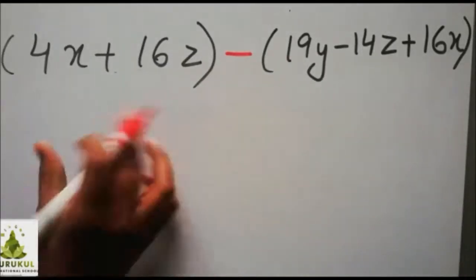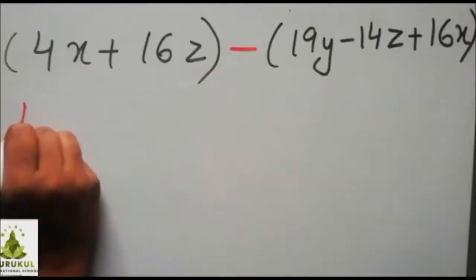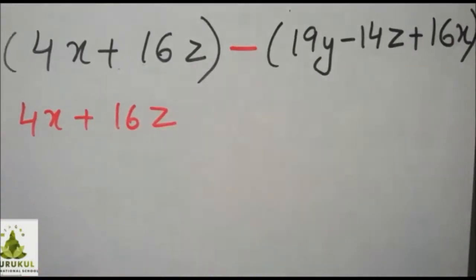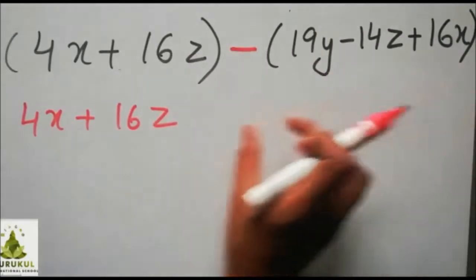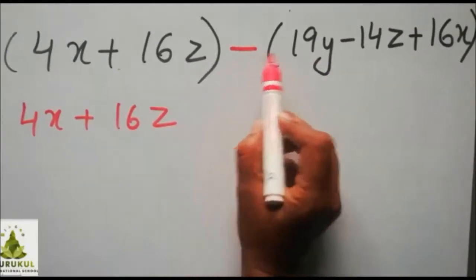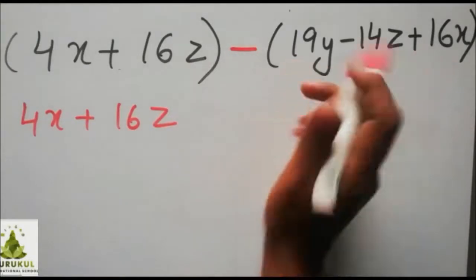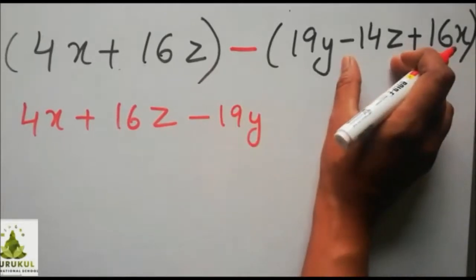Now opening the bracket, the first term as it is along with the sign, you have to copy down. So 4x plus 16z as it is you are writing. Now see here, it is subtraction. So take the opposite of each term and write down. Or you can open the bracket also. Any one method you can use. Here it is 19y, its opposite is minus, so minus 19y. Here it is minus 14z.